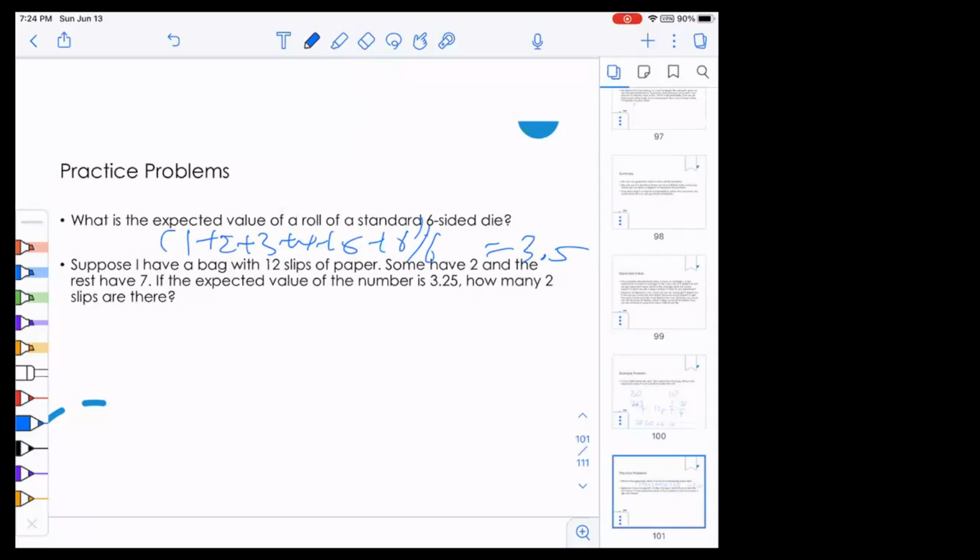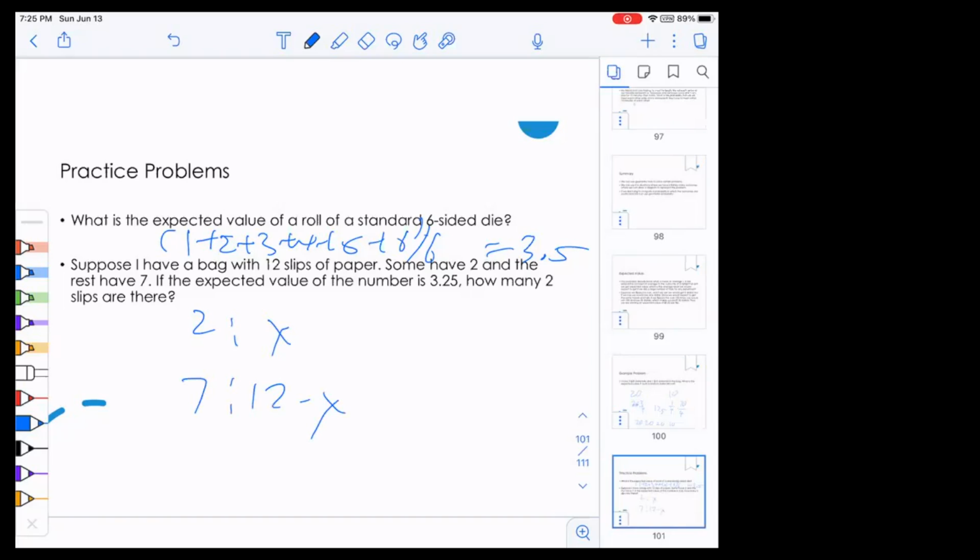The second problem: suppose I have a bag with 12 slips of paper. Some have the number 2, and the rest have the number 7. If the expected value of the number shown on the slip randomly drawn from the bag is 3.25, how many two slips are there? Let's use the variable x to denote the number of two slips. Then there are 12 minus x slips with the 7. So the probability of drawing a 2 is x over 12, and the probability of drawing a 7 is 12 minus x over 12.